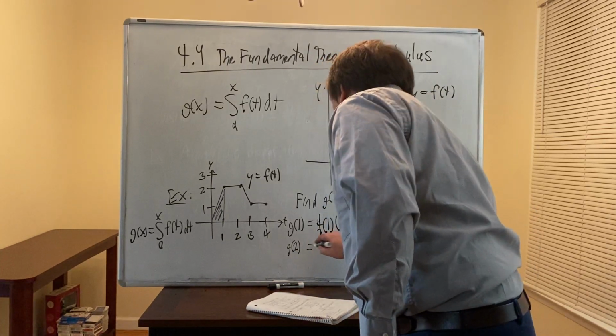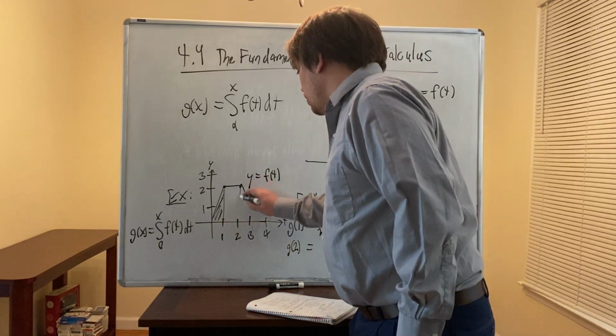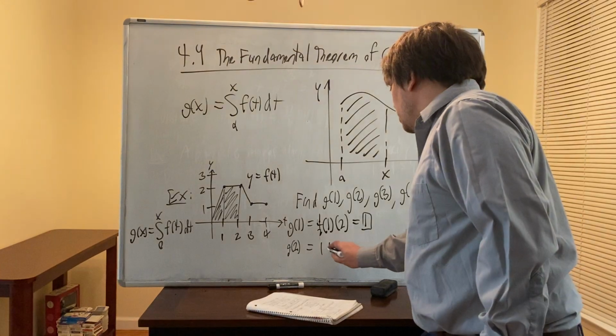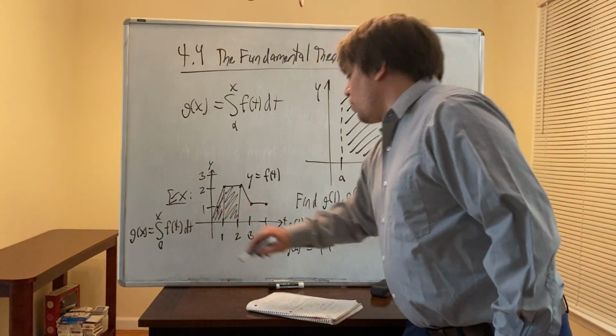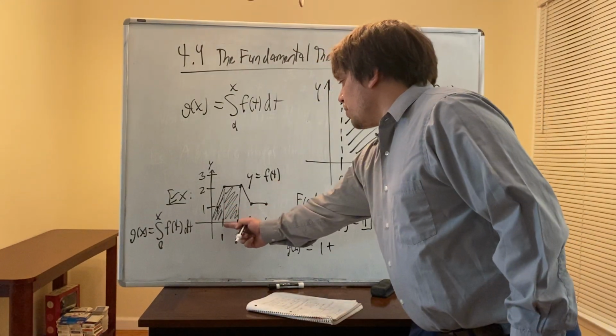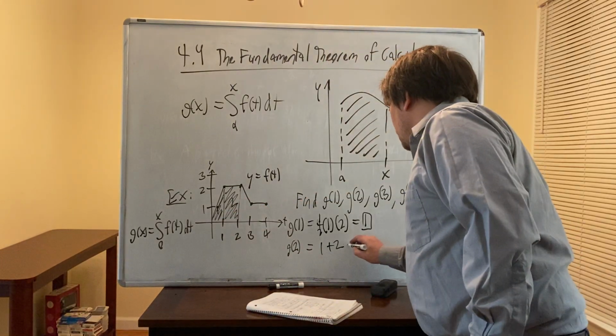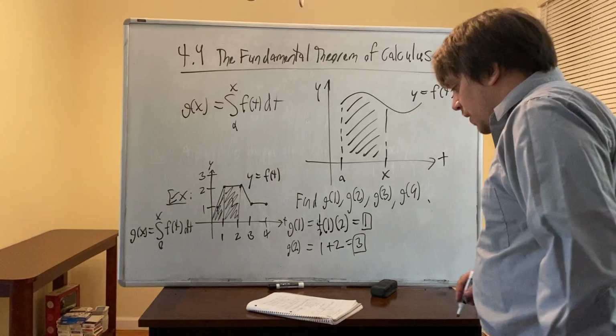g of 2 is the area from 0 to 2, so it's that entire shaded area. I'm taking the area 1 here and adding to it the area of this rectangle, which is 1 by 2. So this area is 2. So it's 1 plus 2, which is 3. So g of 2 is 3.